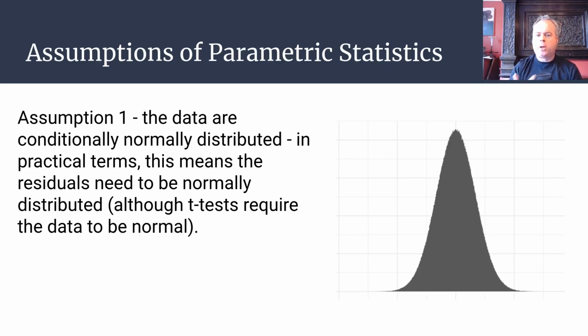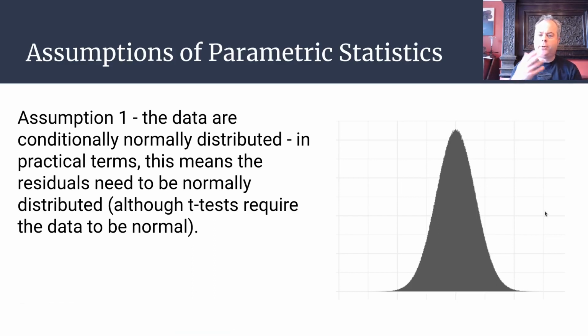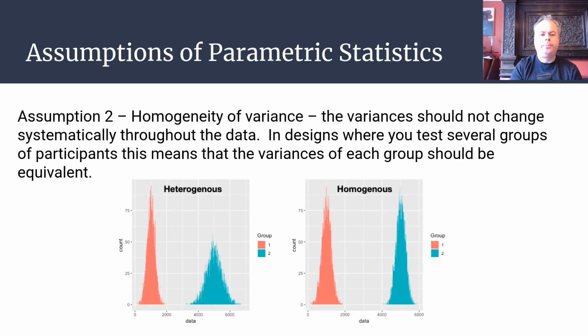For the sorts of models that we're building in the context of the general linear model, it's the residuals associated with our model that need to be normally distributed. The residuals are the error between the model that we've built and the actual data that we're trying to have that model describe. It'll become clear when we look at some visualizations a little bit later, but it's worth remembering that the data don't have to be normally distributed in order to conduct parametric statistics or build models based on the general linear model.